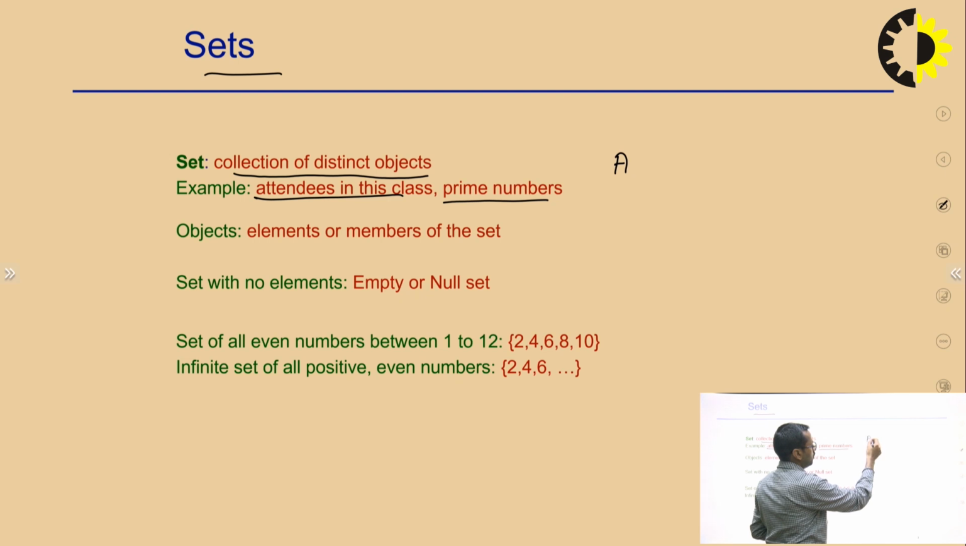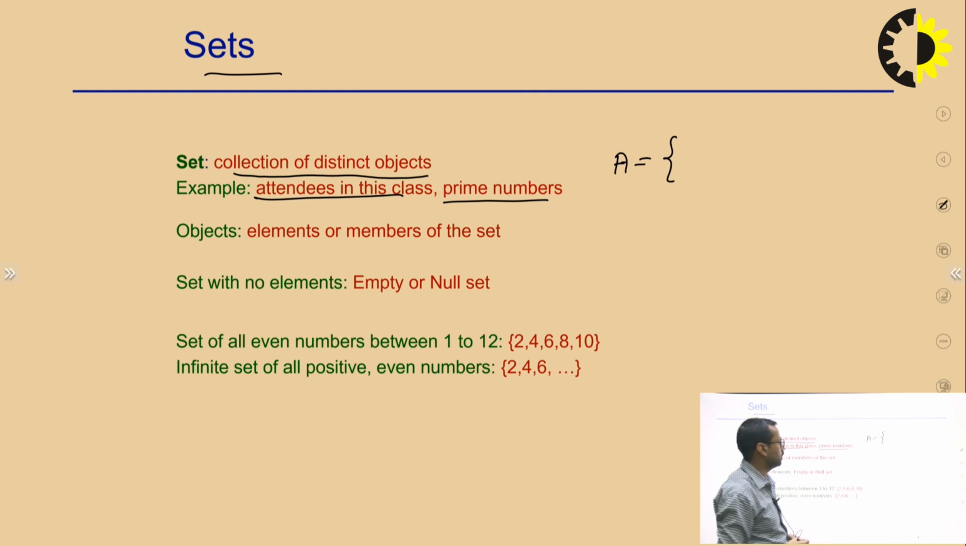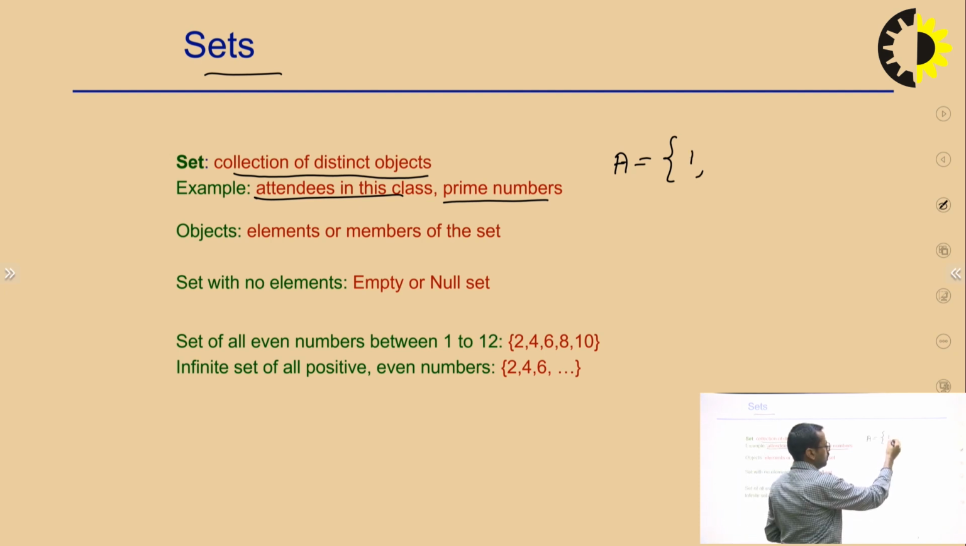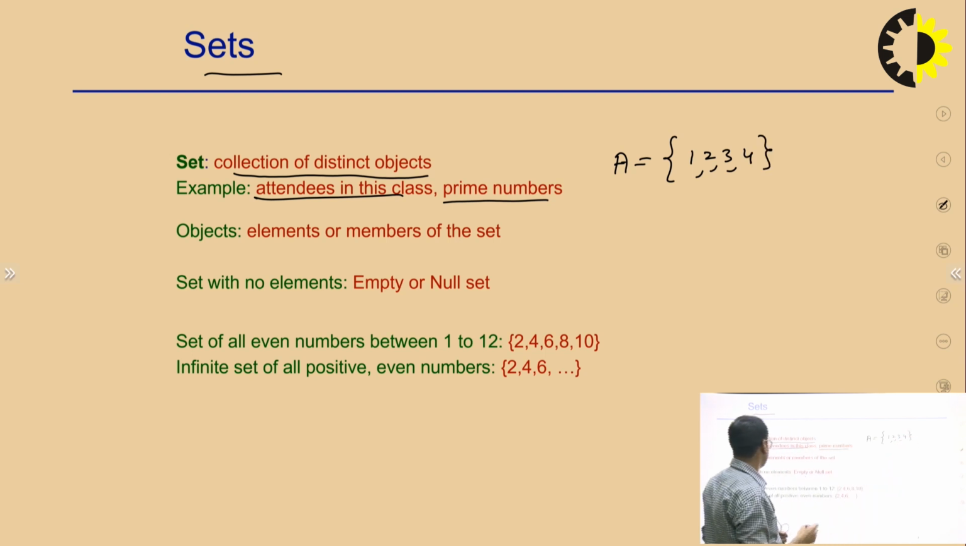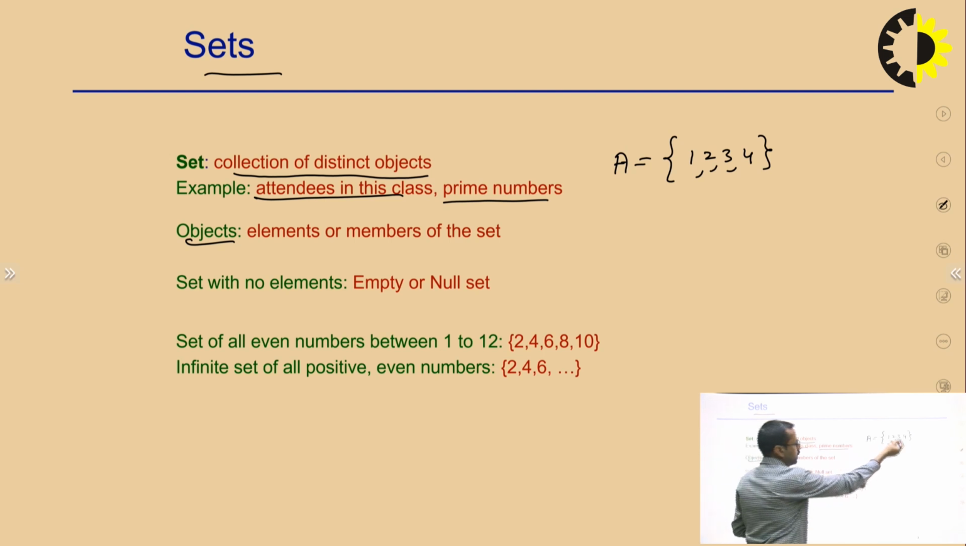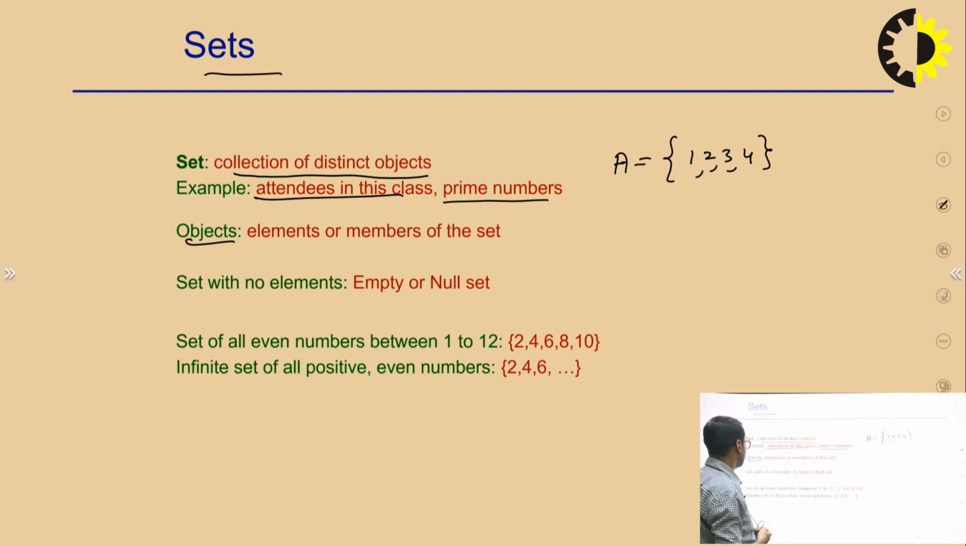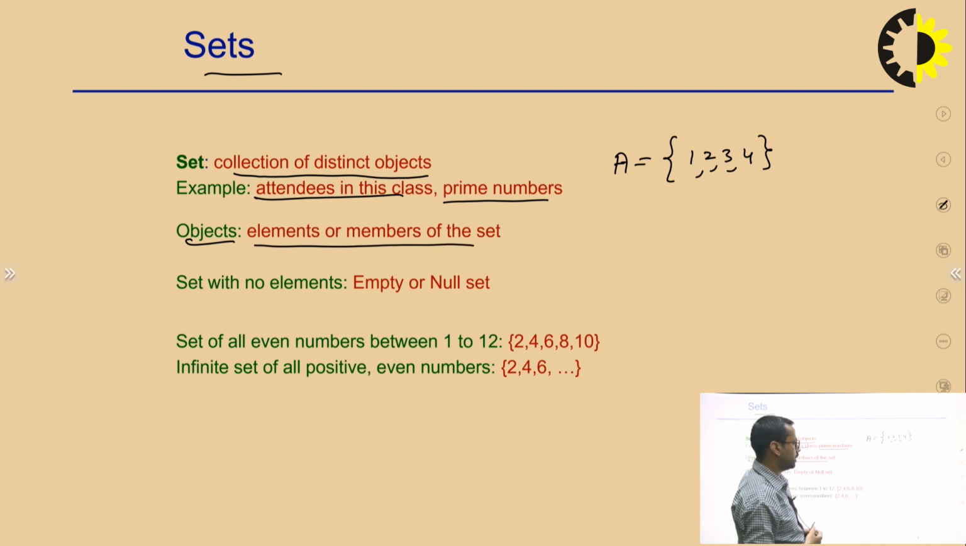For example, if we represent the set with the variable A, the elements that can exist in the set can be 1, 2, 3, 4. These are the objects for the set A. What is an object? Elements or members of the set. The particular elements that exist in the set are called objects, or elements.